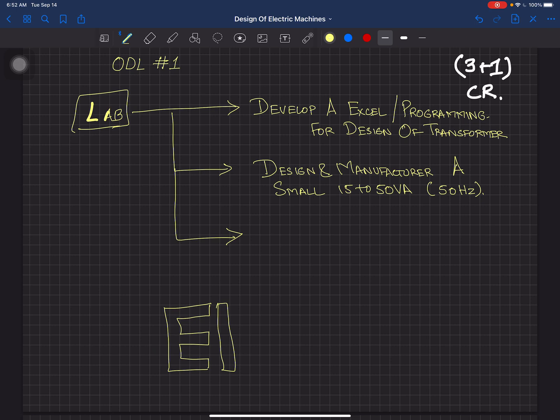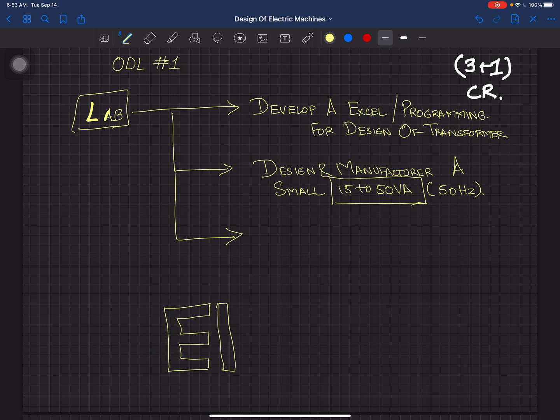So each one of you has to make a small 15 to 50 VA transformer, and for this purpose the maker's lab on the ground floor is going to be used. We have a winding machine over there. It is operated by hand, but if you have a large number of turns, then maybe we can arrange some electric machine over there. But you have to do that winding in that lab.